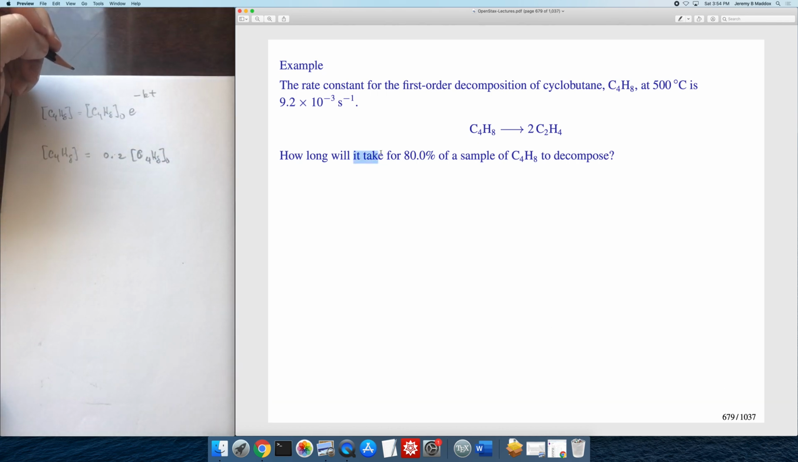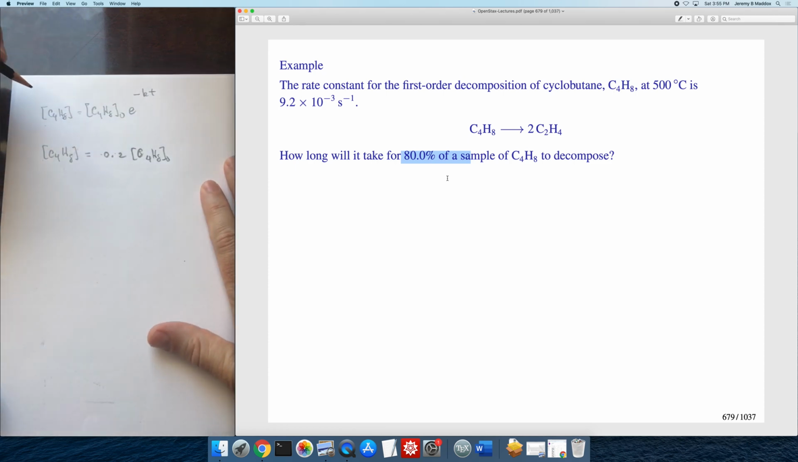That's what this statement means. And you have to read it carefully because there's different ways they can word this stuff, and that changes how you calculate it. But anyway, they say 80% of the sample has decomposed. That means you've got 20% left.